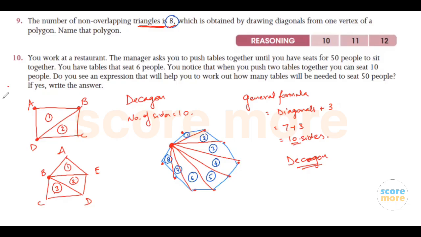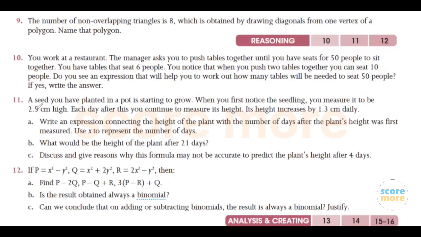Okay. Now moving on to question number 10. Question number 10 is, you work at a restaurant. The manager asks you to push tables together until you have seats for 50 people to sit together. You have tables that seat 6 people. मतलब एक टेबल पे 6 लोग बैठ सकते हैं. You notice that when you push 2 tables together, you can seat 10 people.